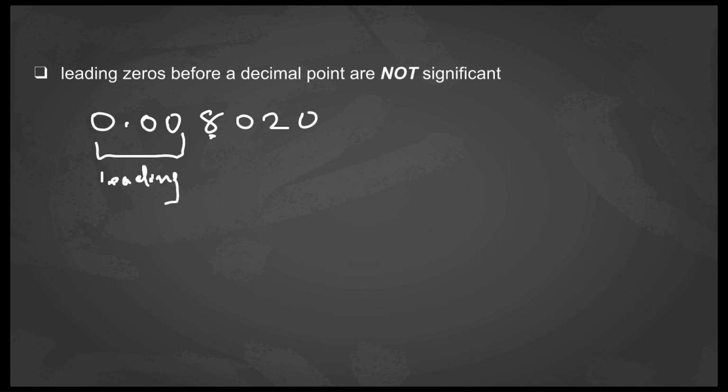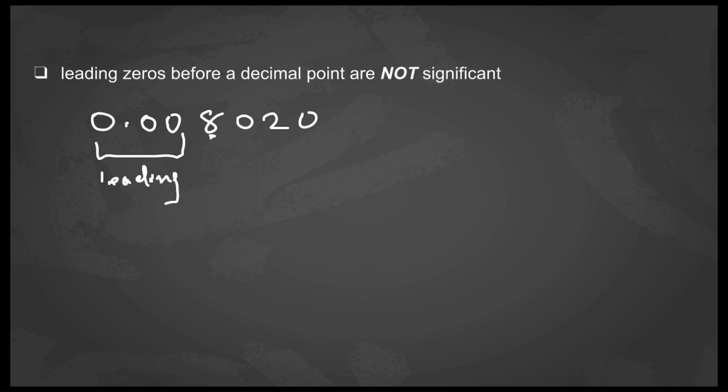The next rule involving significant figures says that leading zeros before a decimal point are not significant. What do we mean by this? So take the number 0.008020, for example. In this particular number, these zeros here are before a non-zero digit, the 8 over here. Therefore, these zeros here are considered leading zeros, and as a result, they should not be counted as significant.